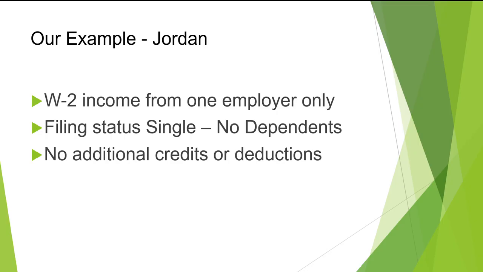So our example is a taxpayer named Jordan. Jordan has W-2 income from one employer only. His filing status is single. He has no dependents, meaning that there isn't anyone that he supports with his income other than himself. He has no additional credits or deductions, in part because he makes enough money to not qualify for things like the earned income credit, and he doesn't have any dependents. So he doesn't qualify for anything like the child tax credit, for example.